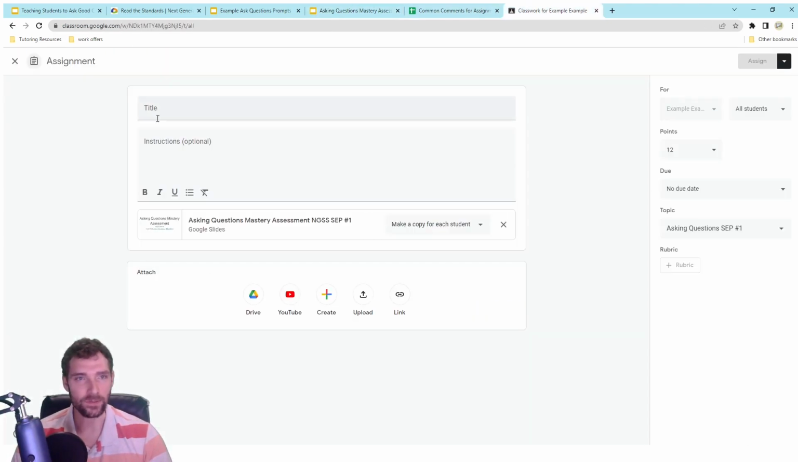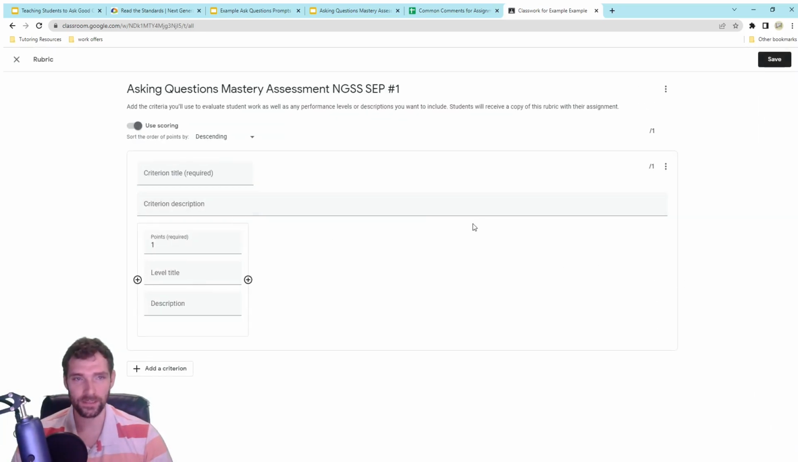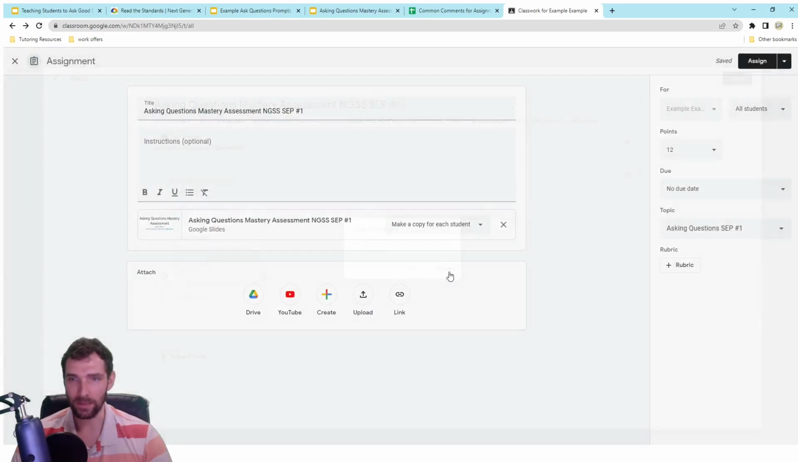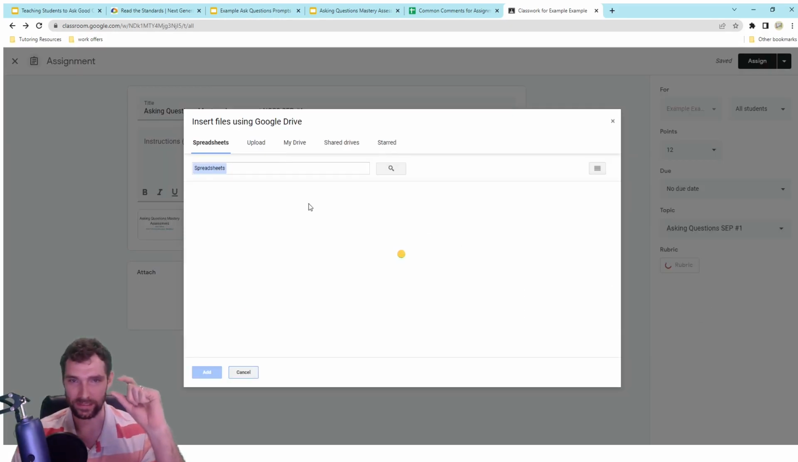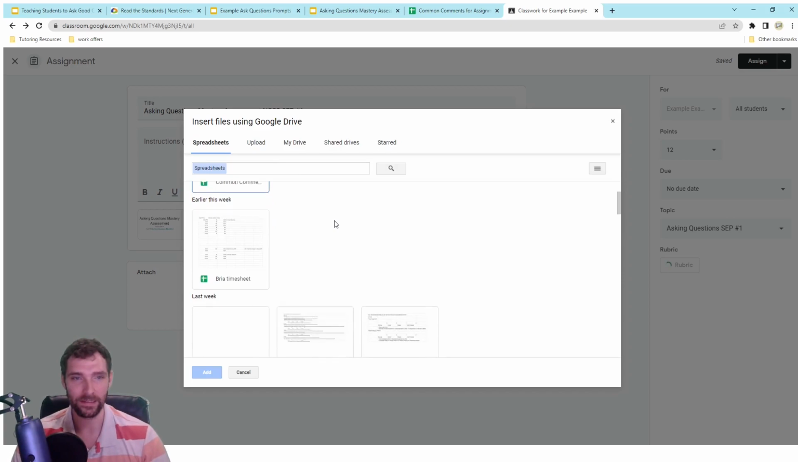It does want the title as well. So we got that there. And so basically you want to then make a rubric here. You can create the rubric, but I've already made it for you, so you don't need to do that. I will include this in the import from Sheets so that you're just able to directly take the file and put it in there.